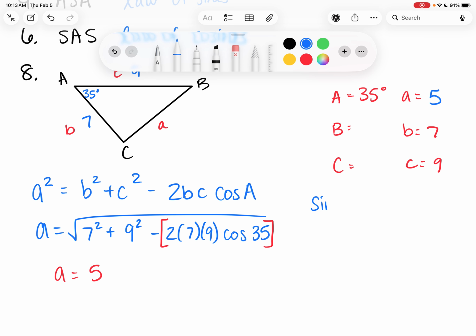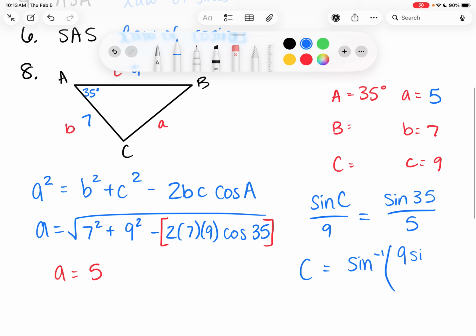So we have sine of C over 9 is equal to the sine of 35 over 5. We're going to multiply by 9, and then we're going to take the inverse sine of this. So C is the inverse sine of 9 times the sine of 35 over 5.